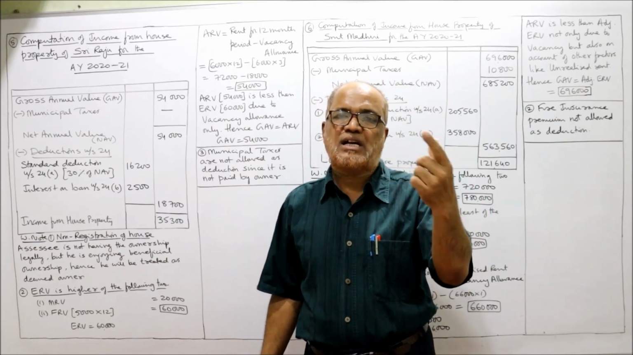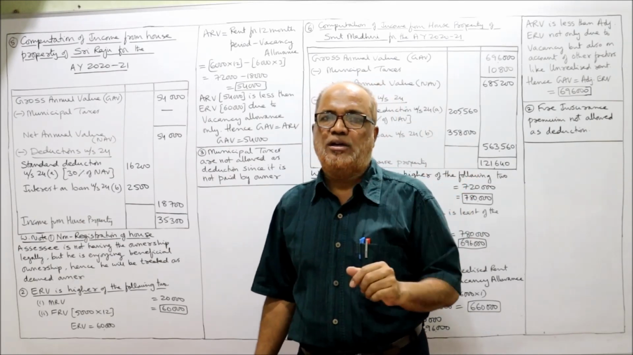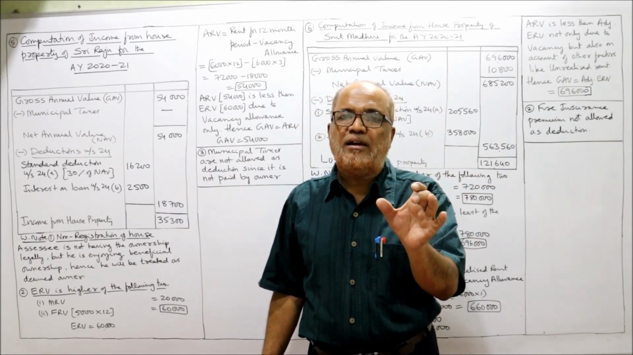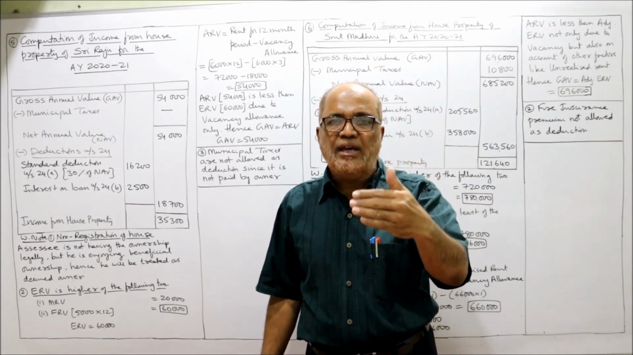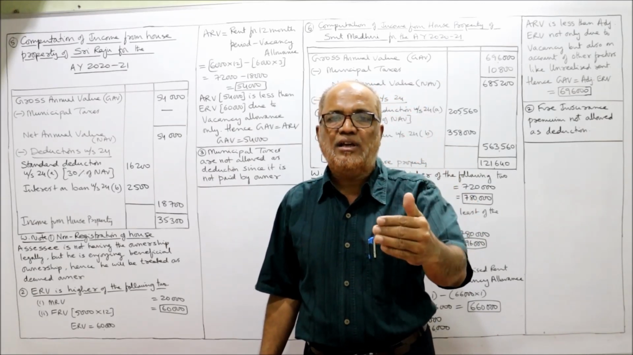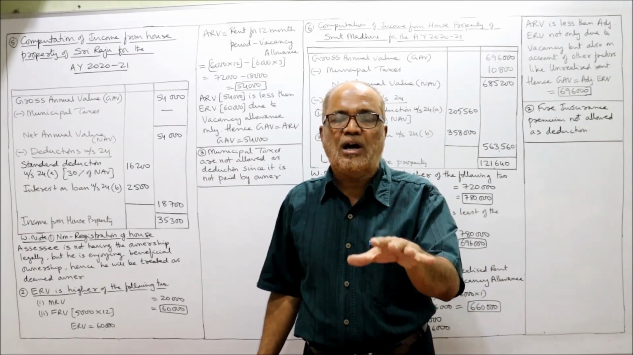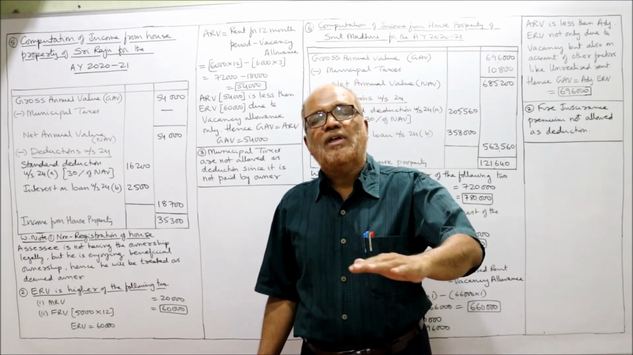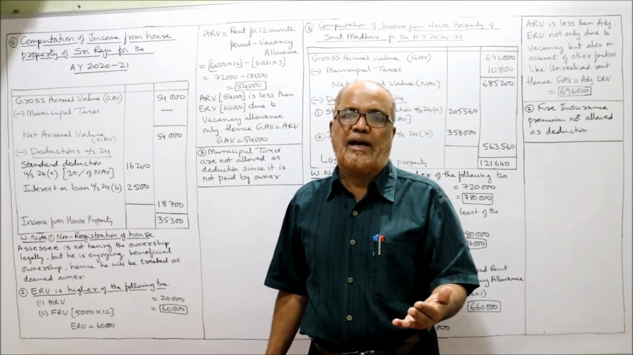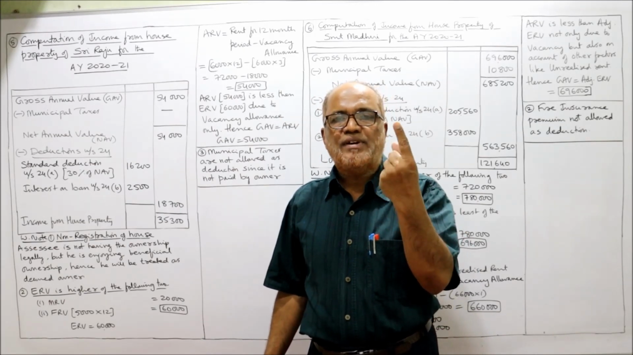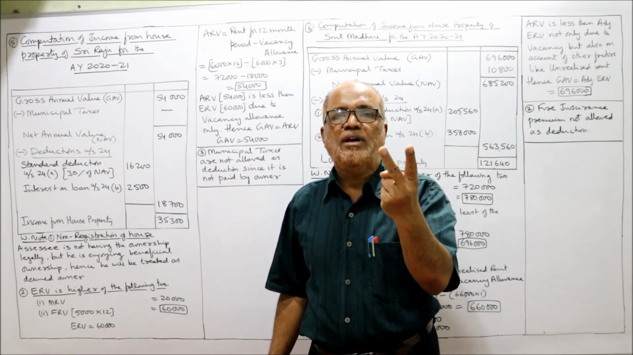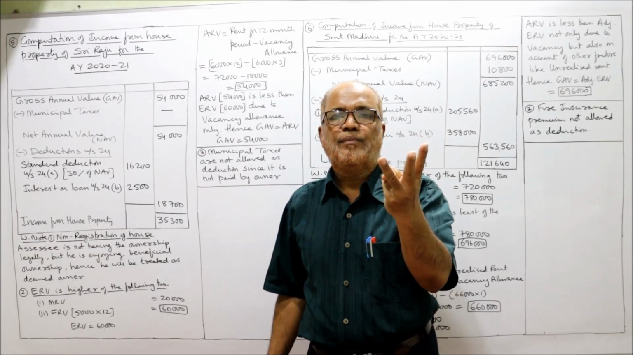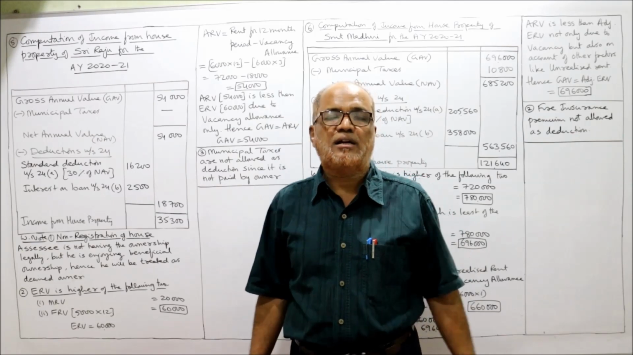First we have to see whether it is covered by Rent Control Act or not. If it is not covered by Rent Control Act, simply take the higher of the three: MRV, FRV, ARV. The higher of the three is the GAV. If the house is covered by Rent Control Act, then three steps. First calculate ERV. Second calculate adjusted ERV.